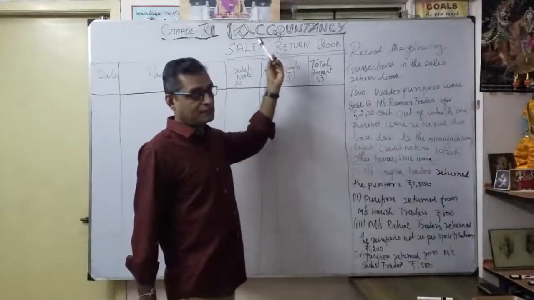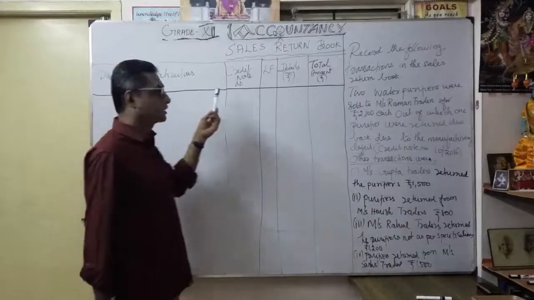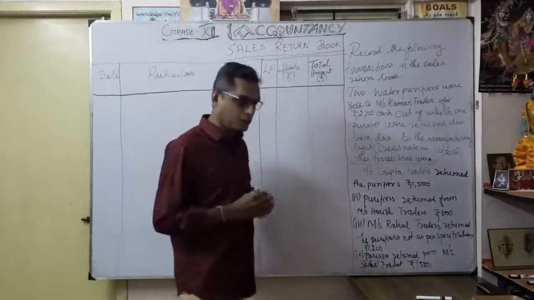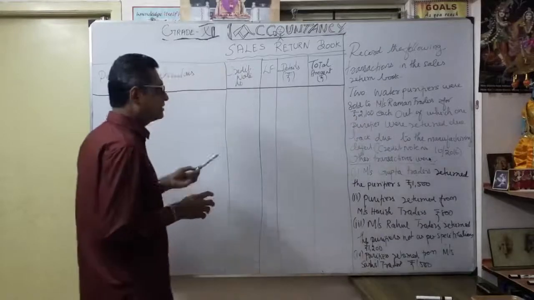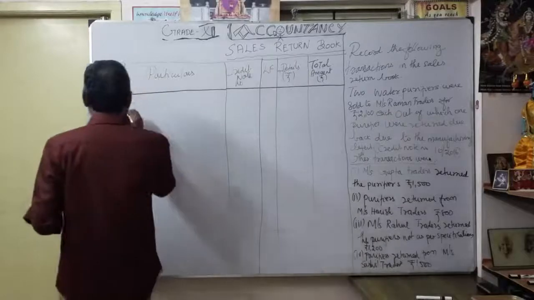Based on this information, we want to record in the sales return book. We write in the sales return book format, as you know: date, particulars, credit note, ledger folio, details, total amount. Now we can do it one by one. Here no date is given, so simply 1, 2 like that. So I put 1.